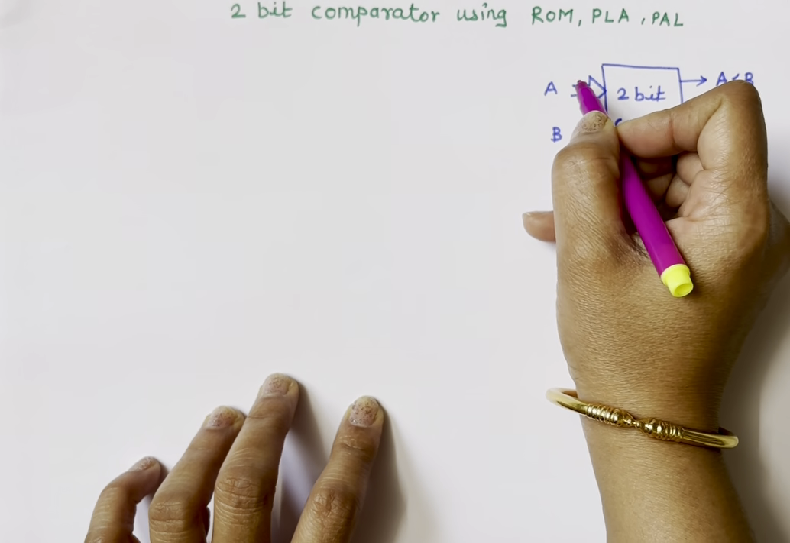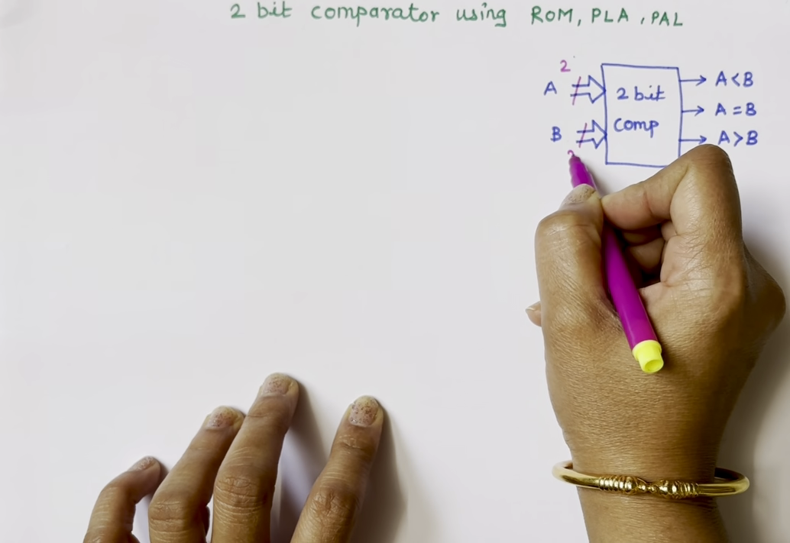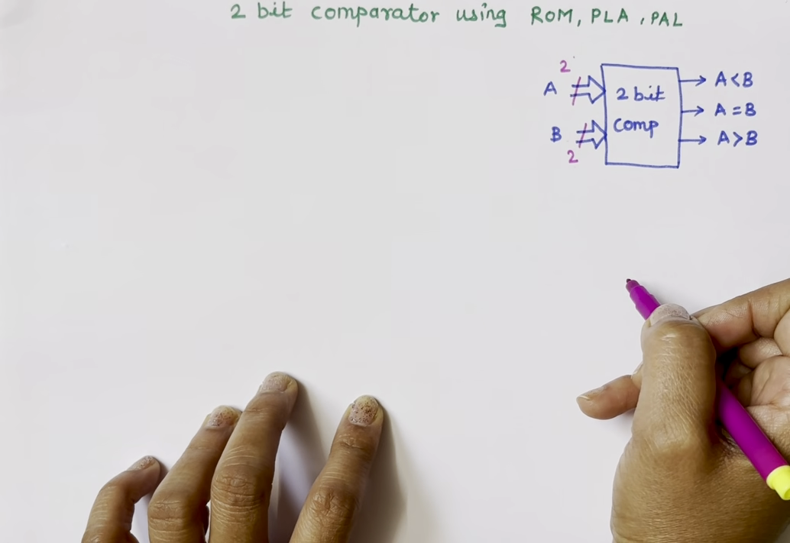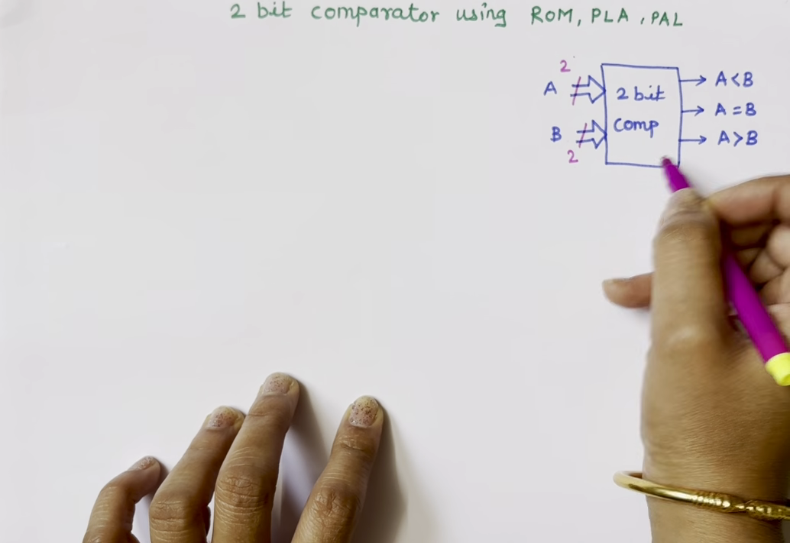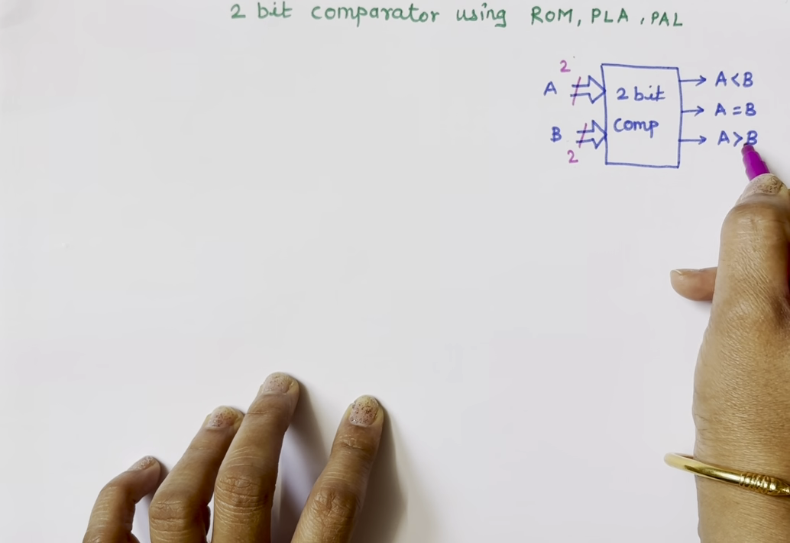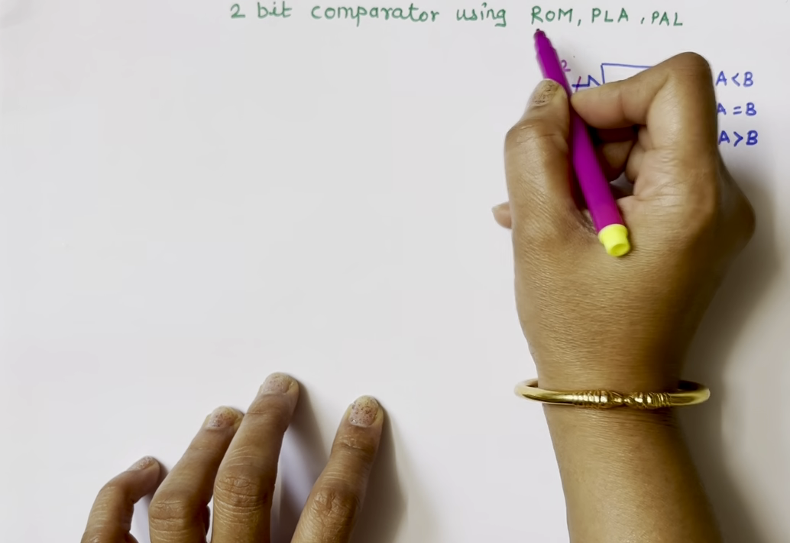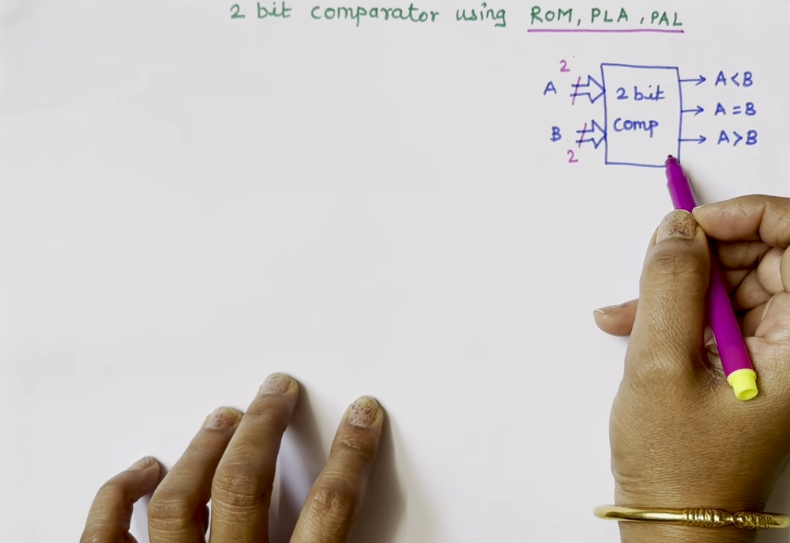So a 2-bit comparator means it compares inputs. It has two inputs and both inputs are 2-bit inputs, so the length of A and the length of B are both 2 bits. When it is a comparator, its outputs are either A less than B, A equals B, or A greater than B.